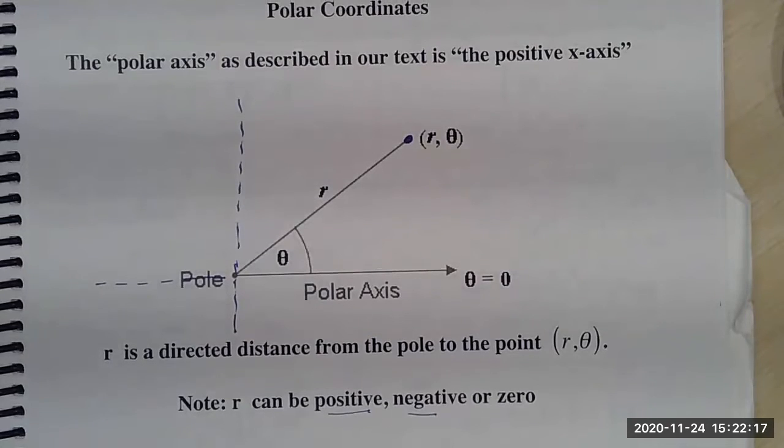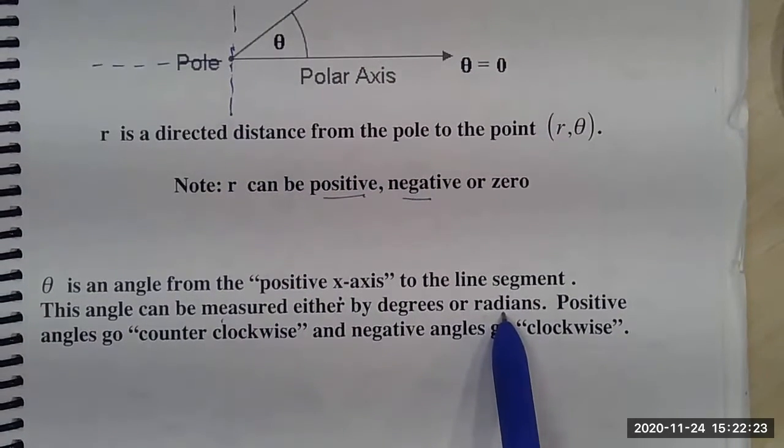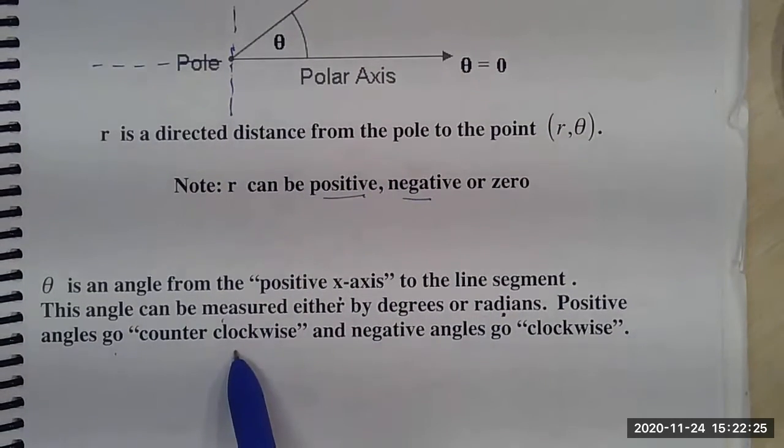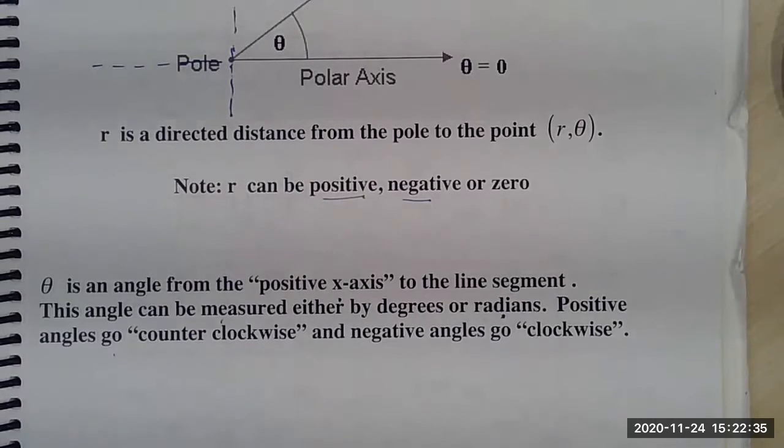Theta is an angle from the positive x-axis. Degrees or radians can be used for the angle. Positive angles go counterclockwise, negative go clockwise. That's the same as what we've done. So nothing different right there.